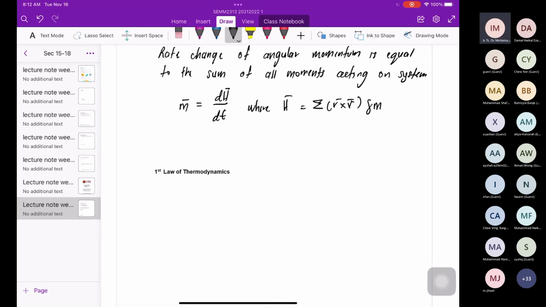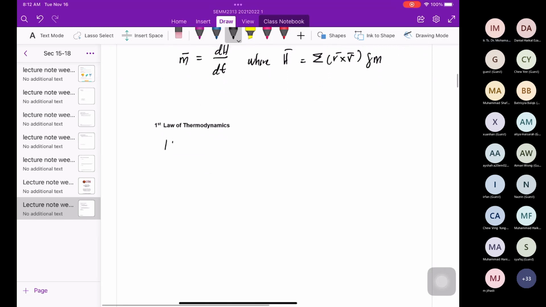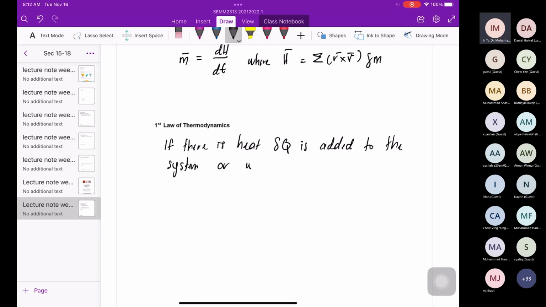So the first law of thermodynamics, if there is a small change of heat Q added to the system, or work is done by the system, dE, the change of energy, must change, because Q is energy, work is also energy.